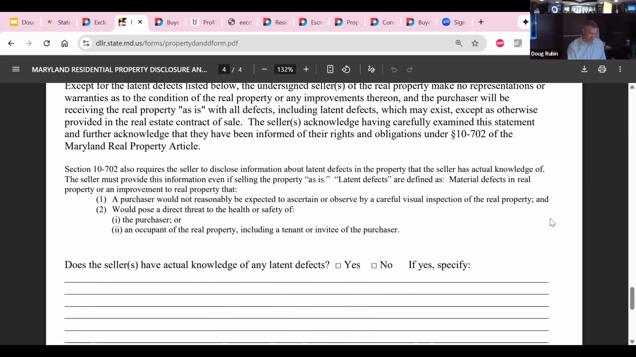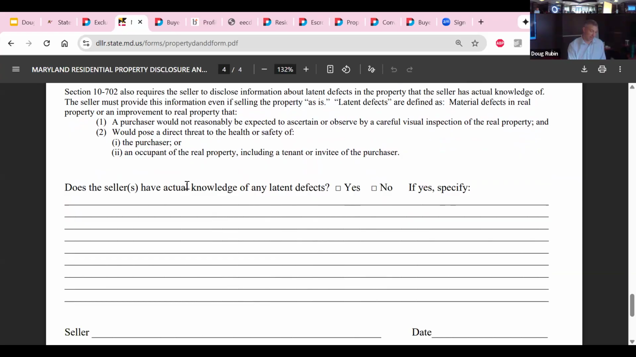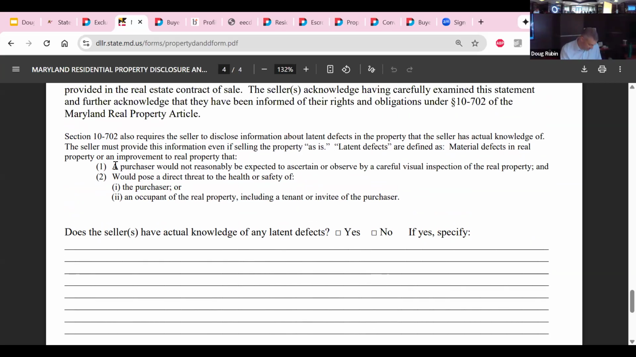The seller doesn't just say, good luck. The seller still has to say if they have actual knowledge of any latent defects. Doug, what's a latent defect? I'm glad you asked. It's right above this, so go through this with your client. It is defined as a material defect in real property that a purchaser would not reasonably be expected to observe and would pose a threat to health or safety. So it's at least sort of hidden and it's dangerous.